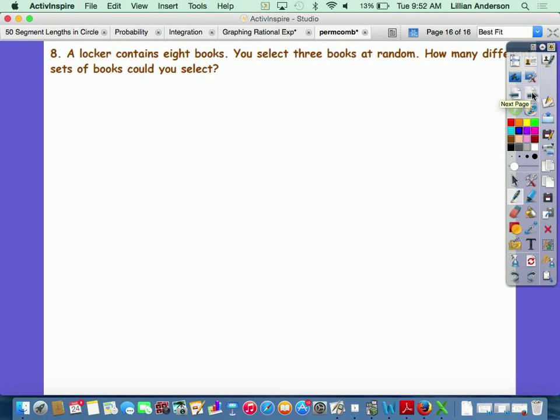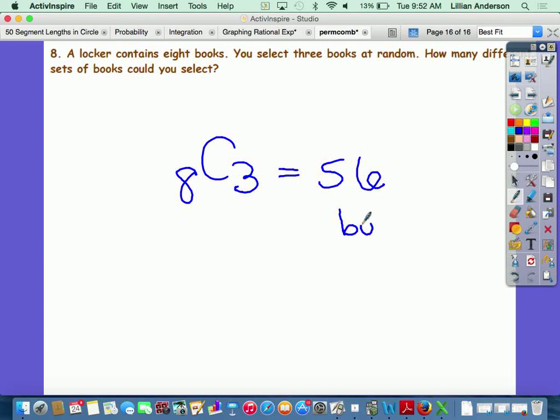A locker contains 8 books. You select 3 books at random. How many different sets of books could you select? Because it's going to be what? 8C3, which is 56. Same thing as 8C5.